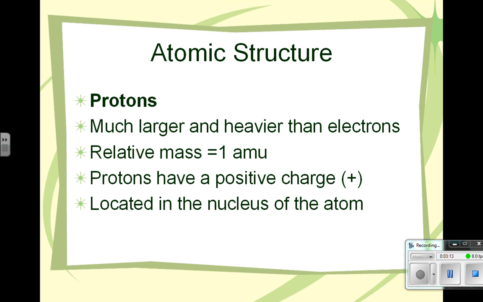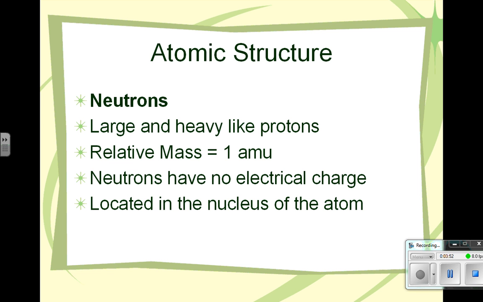Talk about protons for a second. Much larger, heavier. They have a lot more mass than electrons. Their relative mass is 1 AMU. Okay? Relative mass means, and this is one of your terms you had to define, when you compare the masses of different objects to each other. Simple as that. When you compare the mass of 2 or more objects to each other, that's what we call relative mass. Protons also have a positive charge and are located inside the nucleus of an atom.